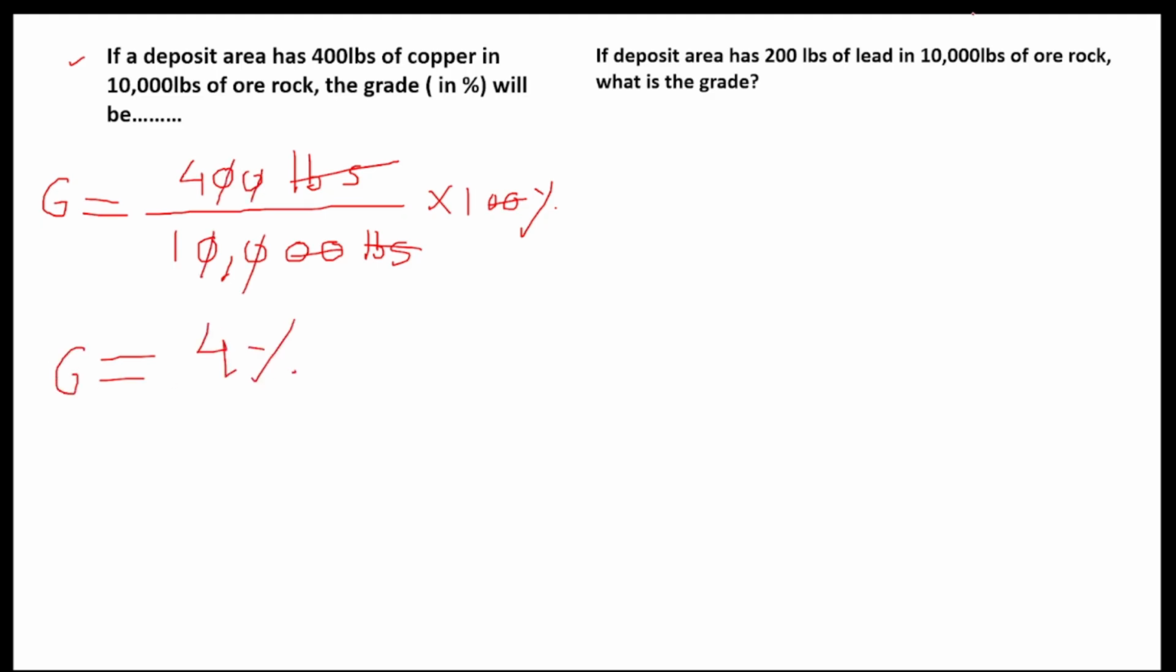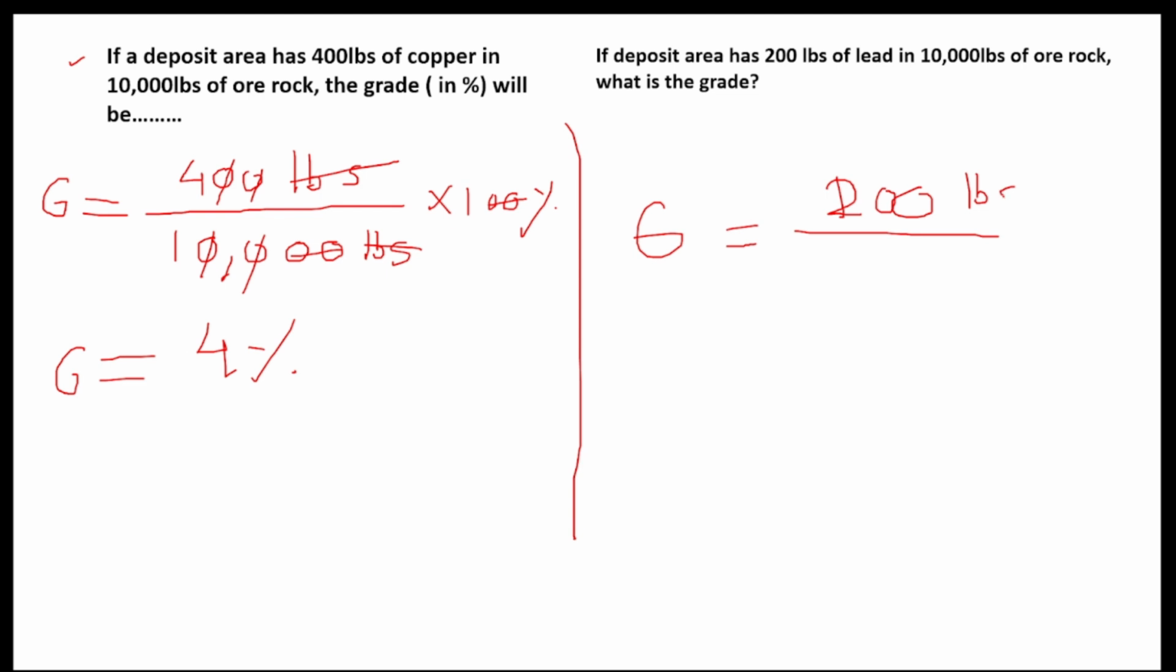Alright. Now second question. If a deposit has 200 pounds of lead in 10,000 pounds of ore, what is the grade? Again, lead content is 200 pounds, and ore is 10,000 pounds, multiplied by 100. How much will it be? 2%. Grade is 2% in this case.